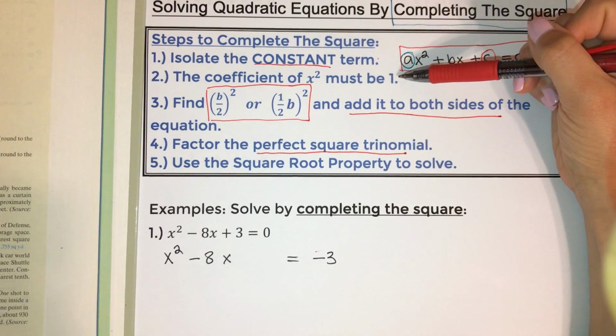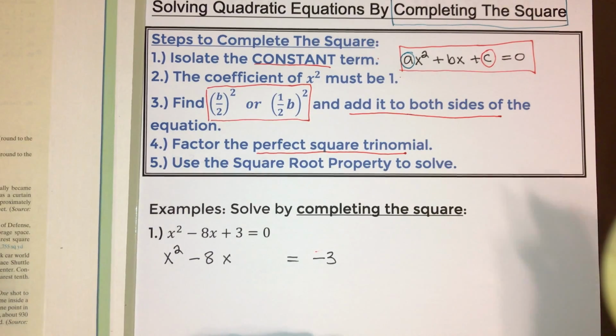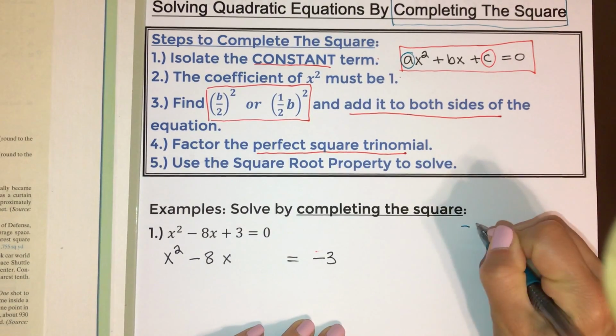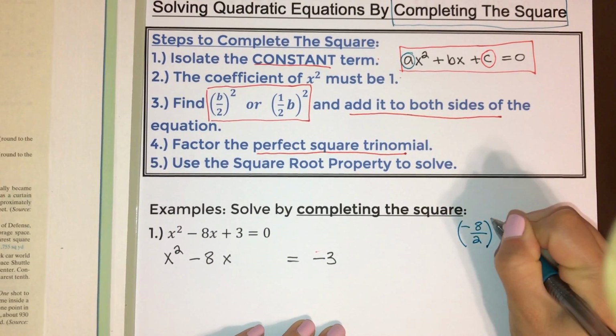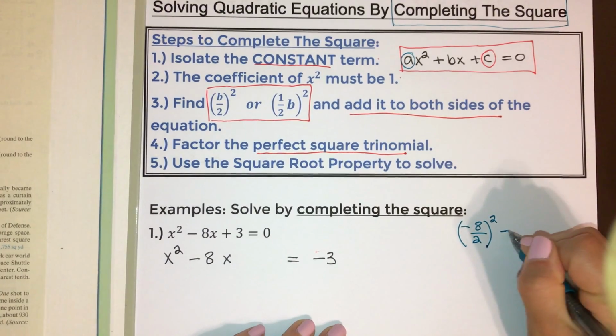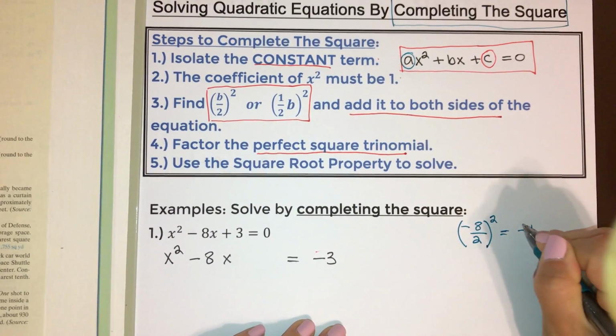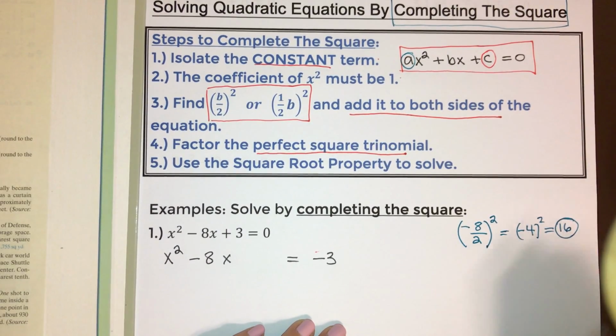The coefficient of x squared is 1. We're looking at step 3. We have to find b over 2 squared. So b in this case is -8. So just off to the side, you need to find -8 over 2 squared. You can write it out or you can just calculate it in your head. We have -4 squared, so that's equal to 16.